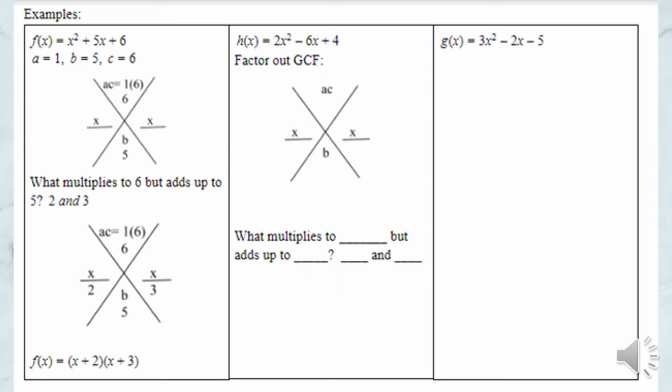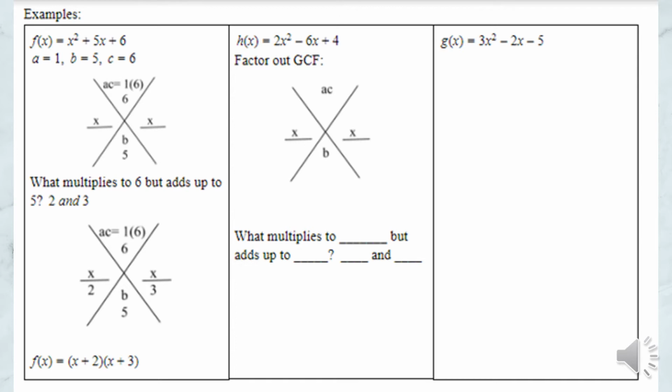In the first example, we have x squared plus 5x plus 6. My a is 1, b is 5, and c is 6. Again, we set up our x, and in the top, I need to put a times c, so 1 times 6. In the bottom, I need to put b, which is 5. On the left and right side, I need to put a times x, so 1 times x, which is just x. The magic question I need to ask is what multiplies to 6 but adds to 5, and those answers are 2 and 3, so I place them beneath the fraction bar.